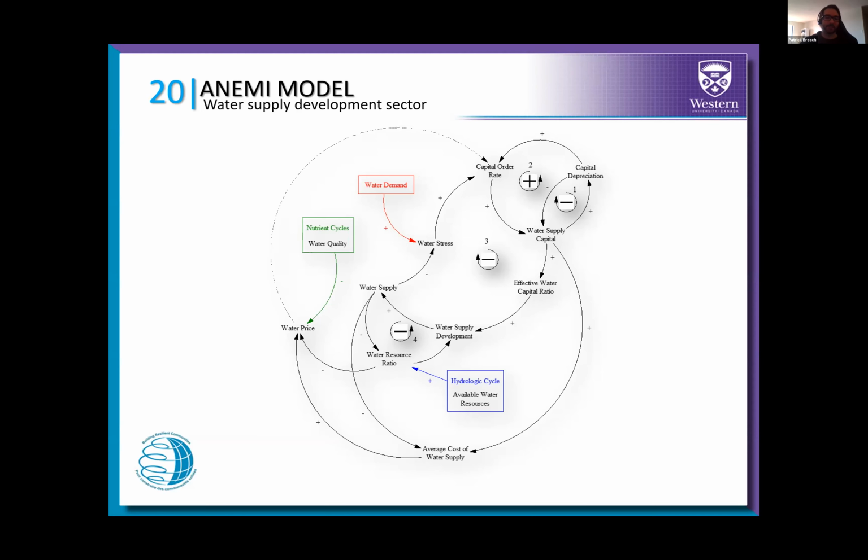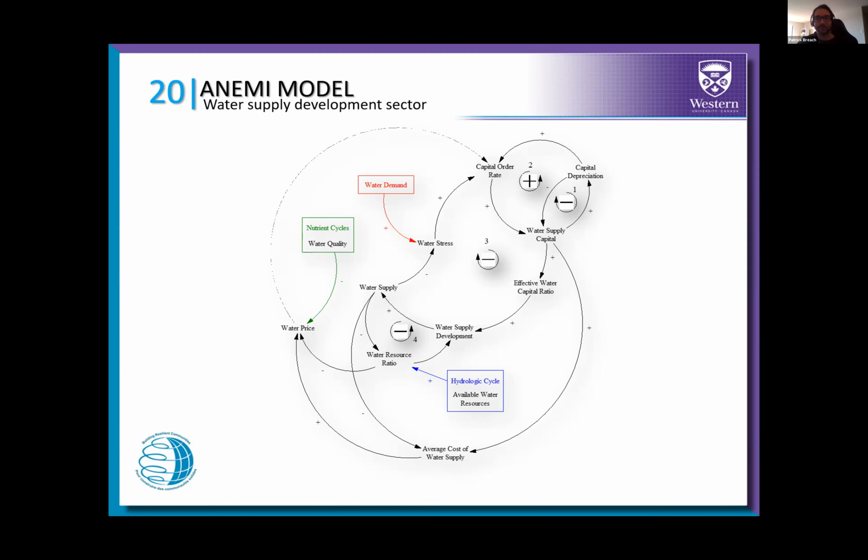With greater amounts of capital in these stocks, we have a greater capacity for water supply. And as available water resources become depleted, more effort is required to produce the same rate of water supply, which makes it more expensive. For example, when groundwater levels decrease from over abstraction, more pumping is required to extract the same amount of water resource.